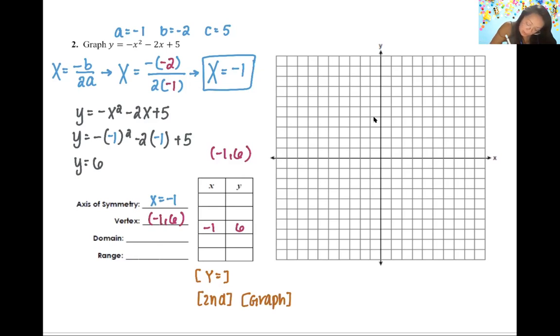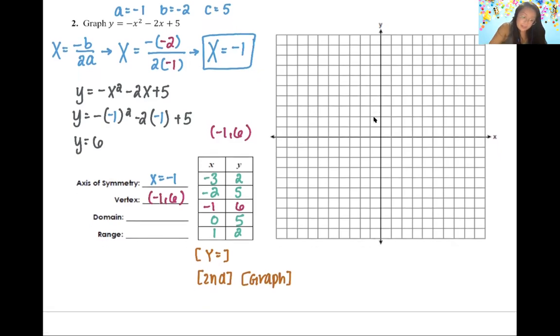So on top of -1, I had -2, which gives us 5. And then we had -3, which gives us 2. 0 gave us 5, and 1 gave us 2. Alrighty. Let's go ahead and graph these points. So our vertex is at -1, 6. That goes over here. And then let's graph our other points. -2, 5. -3, 2. And then I have 0, 5.